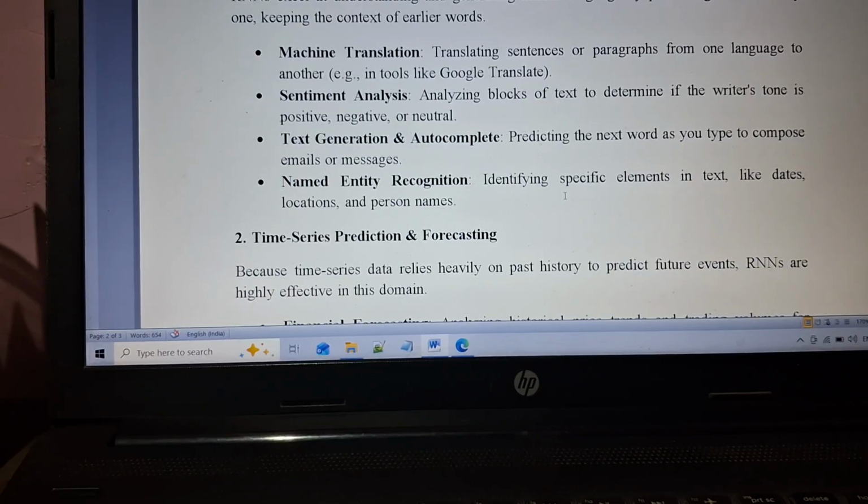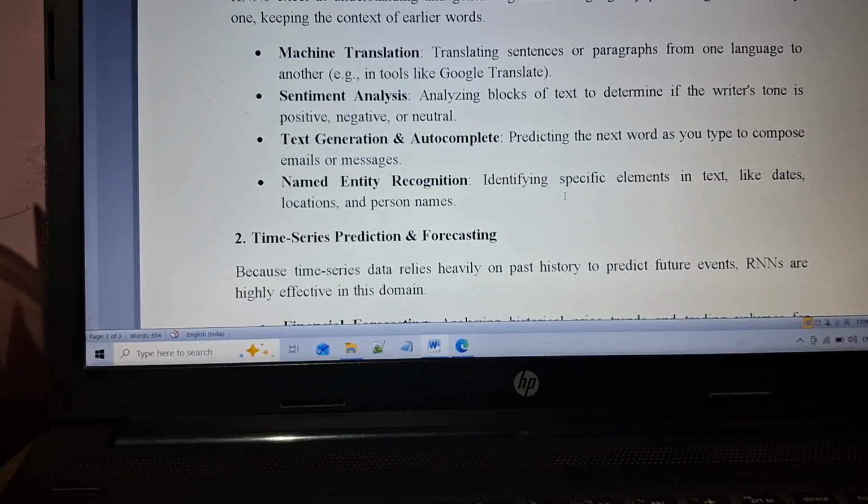Top applications of RNN. First, natural language processing, NLP. NLP is a part of machine learning: machine translation, sentiment analysis, text generation and autocomplete, named entity recognition. Machine translation, translating a sentence or paragraph from one language to another. It can give a one-line sentence, or it can create a number of lines, where lines may be 50 words, 100 words. What you want, you can get the desired result with the help of RNN NLP.